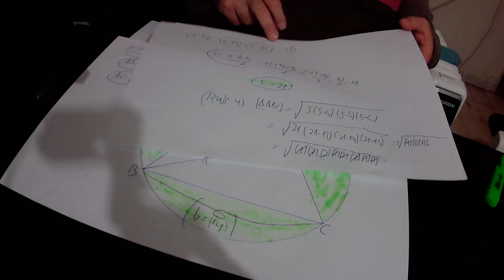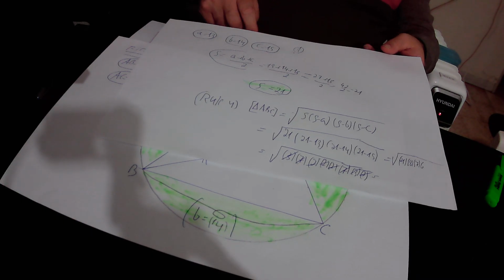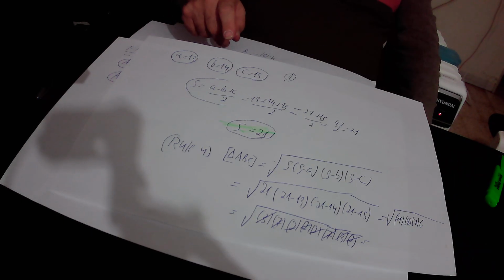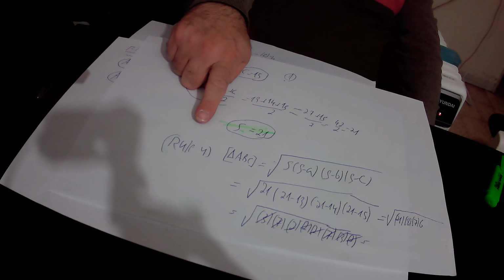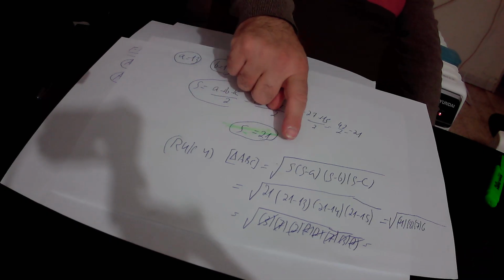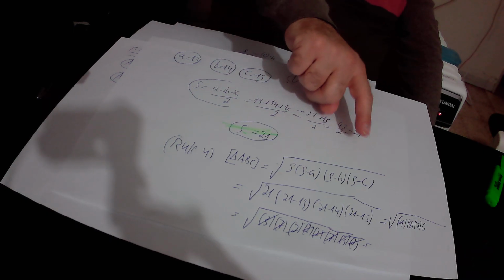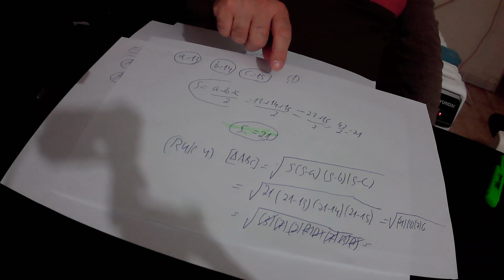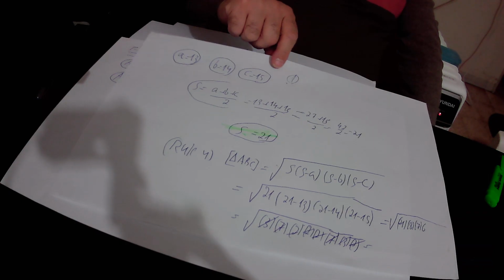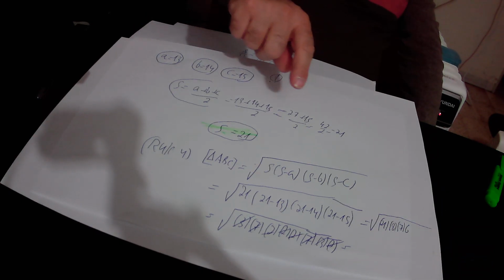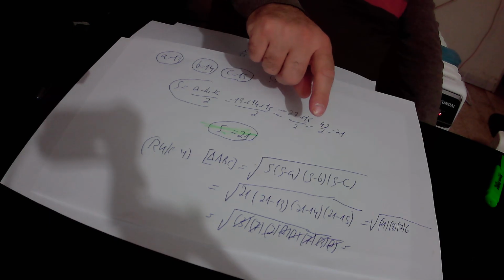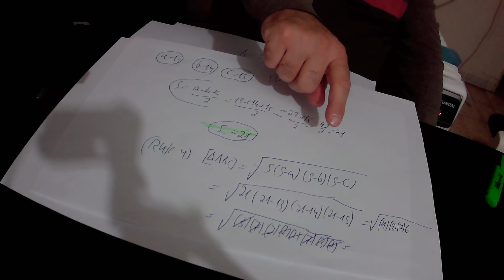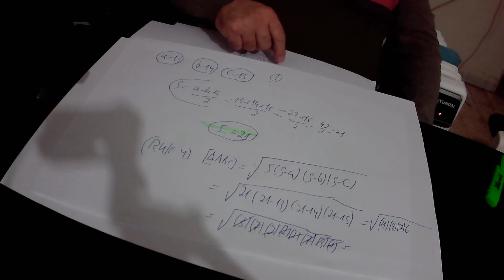S equals 21. And again, A equals 13, B equals 14, and C equals 15 according to our definition. So the area of triangle ABC according to rule number 4 equals the square root of S times (S minus A) times (S minus B) times (S minus C). So the area of triangle ABC equals the square root of S, where S is 21, S minus A is 21 minus 13, S minus B is 21 minus 14, and S minus C is 21 minus 15.